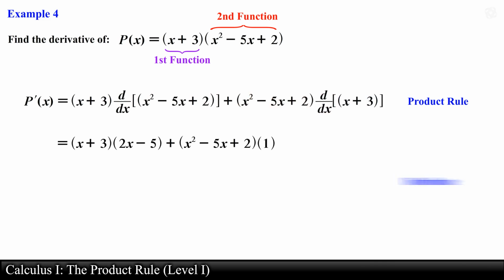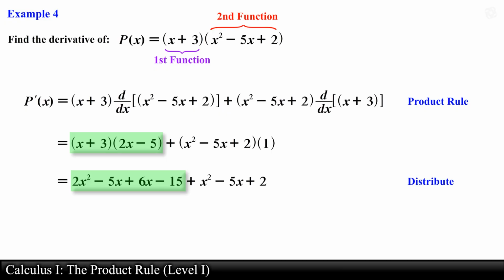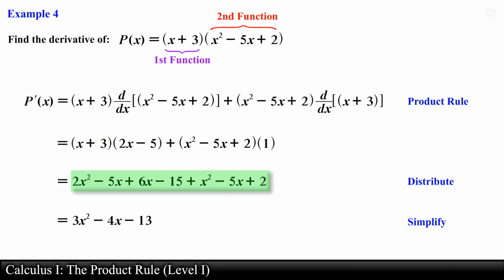Next, we go ahead and FOIL the expression on the left. Then we go ahead and simplify the expression by combining like terms. Doing that yields the final answer equal to 3x squared minus 4x minus 13. This is the same answer that we got in the previous video.